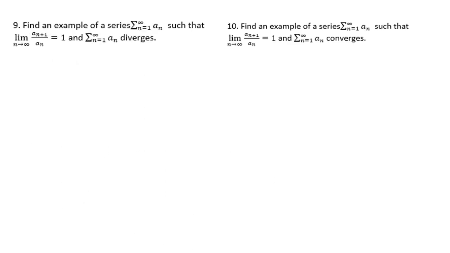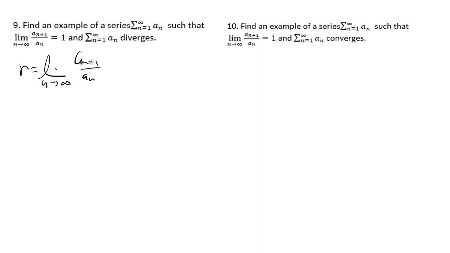Find an example of a series such that this is true and it diverges. And number 10 says this is true and it converges. Basically, what it's asking is to show that when r equals the limit as n goes to infinity of a_(n+1) over a_n gives you 1 or negative 1, then the ratio test doesn't say anything because it could be either way.